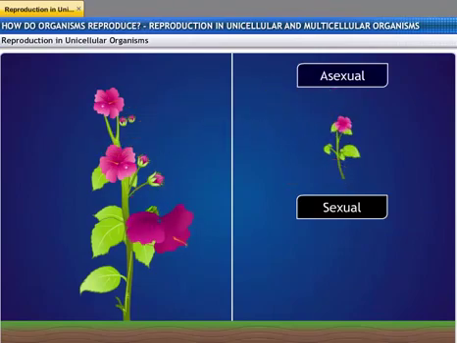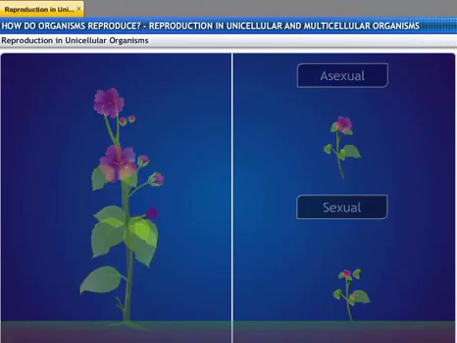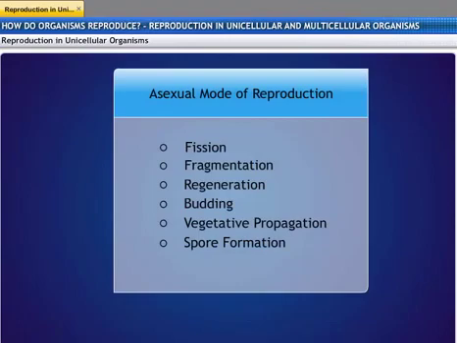See that hibiscus plant. Hibiscus cannabinus uses the asexual as well as sexual mode of reproduction. Let's first look at the simpler mode of reproduction, that is, the asexual mode. The asexual mode of reproduction can take many forms: fission, fragmentation, regeneration, budding, vegetative propagation, and spore formation.